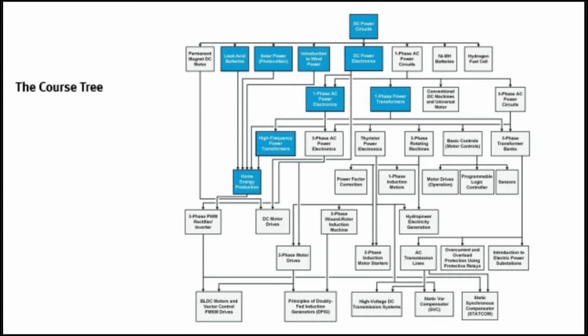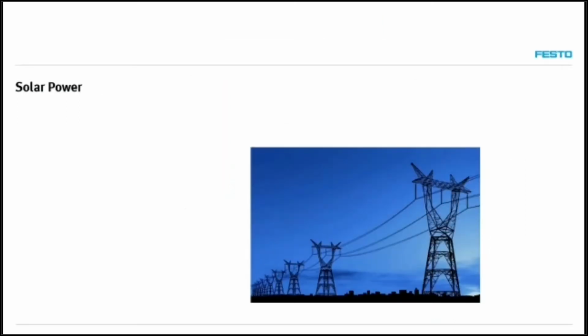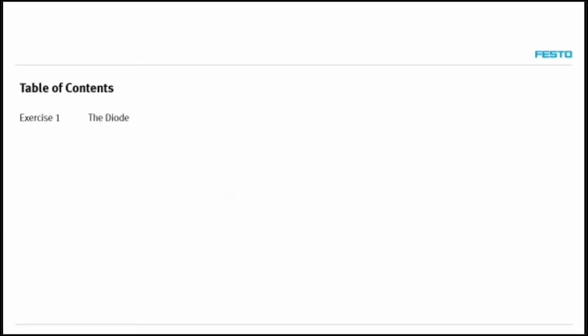The boxes that you see highlighted in blue are part of our home energy production package that we will be looking at today. The whole package comprises these 6, 7, 9 courses that present from the basics up to how to set up a home energy production system. So let's start with solar power.